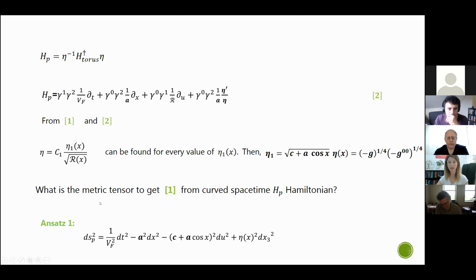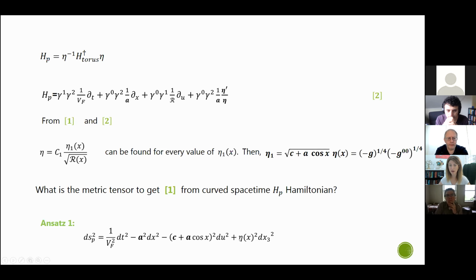If I obtain the torus Hamiltonian in the flat space-time, and if I obtain this Hamiltonian by using the geometry, there is also a partner of this Hamiltonian. So what is the metric tensor? What kind of thing is it, if I want to get this from the curved space-time Hamiltonian? So I just look at these results that I obtained, and I give an ansatz, okay? So according to this ansatz, there is a term eta x appearing in here. So I think there is a term A forgotten in here, inside of this square root.